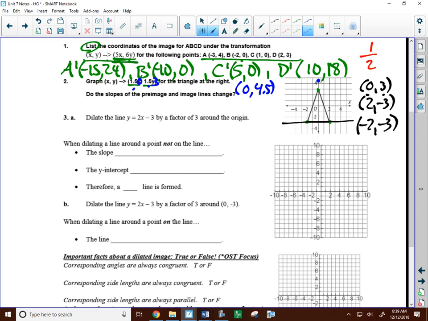The next one, 2 times 1.5 is 3. Negative 3 times 1.5 is negative 4.5. So that's 3, negative 4.5. And the last one should be the same, but negative 3. The only thing that changed was the negative 2. So negative 3, negative 4.5. So each vertex got 1.5 times further away from the origin. And the triangle overall is 1.5 times bigger.